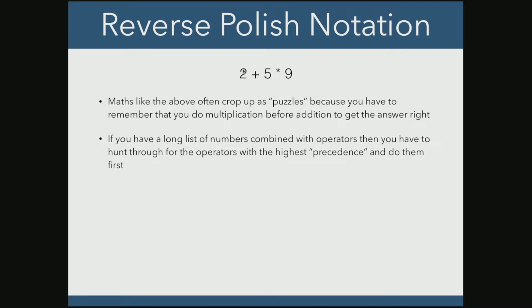And the way you actually do it is if you have a long list of these numbers combined with these mathematical operations, you have to hunt through, find the operators with the highest precedence and do this first. So here you take this 5 times 9, say, okay, 5 times 9 is 45, collapse that, and you now have 2 plus 45, which is 47. What you absolutely can't do is do the 2 plus 5 first and multiply it by 9, because that gives you an answer of 63, which is different.